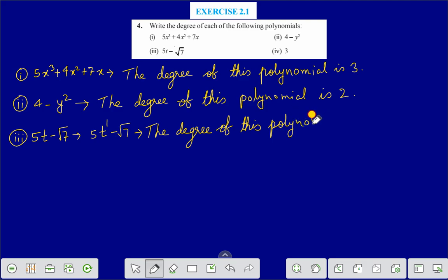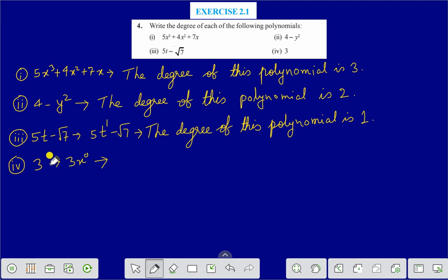Therefore, the degree of this polynomial is 1. Number 4 is 3. It can be written as 3 x to the power 0, or y to the power 0. Here you see it is a constant term.